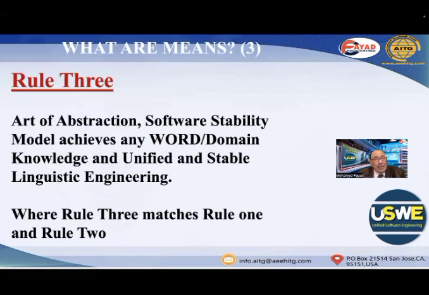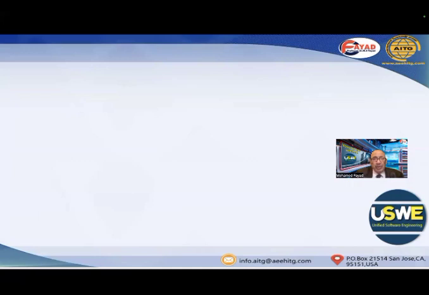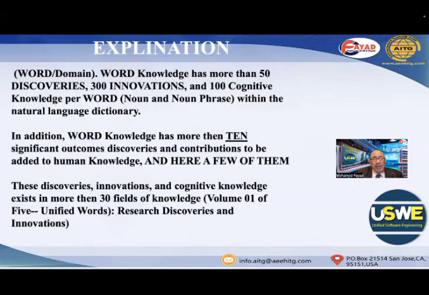Rule 3 is actually the art of abstraction, software stability models, achieving a word or domain knowledge, and unified stable linguistic engineering. Those three are considered to be the art, science, and engineering, where rule 3 matches rules 1 and 2. They are dependent on each other, by the way. So this is again the explanation.